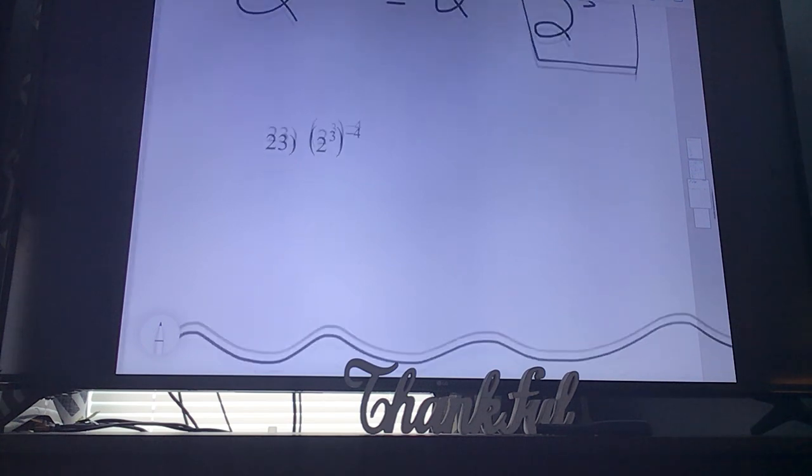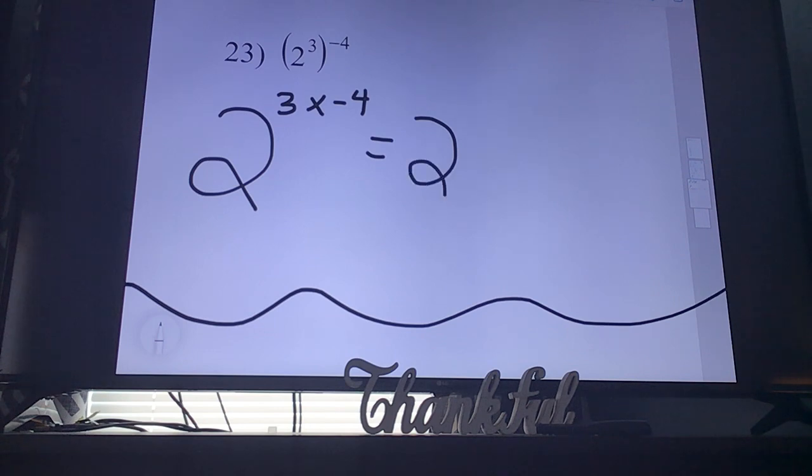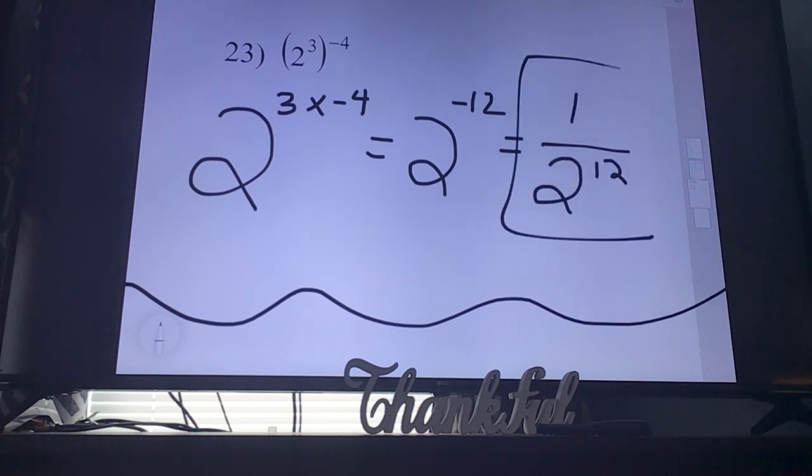23. Okay, we keep our same big and we multiply the 2 little. So 3 times negative 4, you mean negative 12. Okay, do we have any negatives? Do we have any zeros? Yeah, we got some negatives. And so where do negatives go? It's going to be 2 to the 12, and I put a 1 on top.